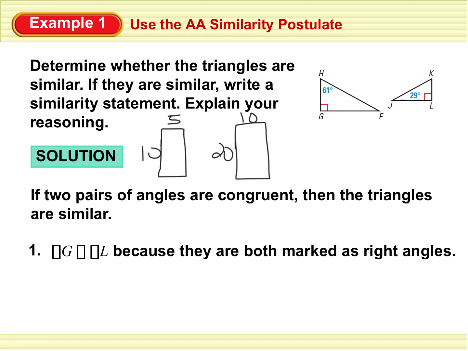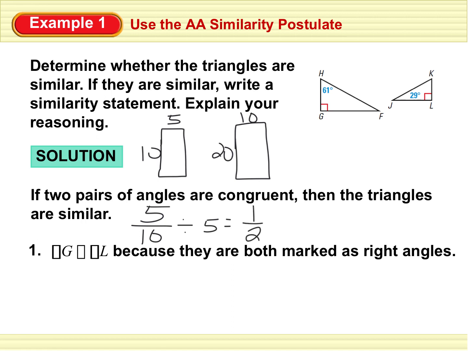Proportions. So, if I started with 5, what number or side length on the other shape goes with 5? 10. 5 over 10. Then 20. We need to reduce. We want to get it to simplest form. What can I divide both of them by? 5. That's 1. So we get 1 over 2.